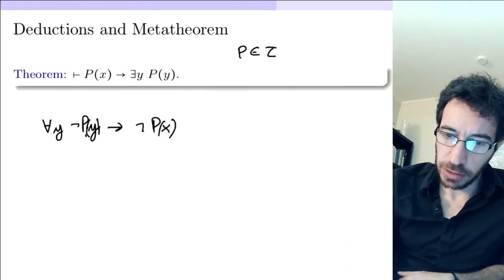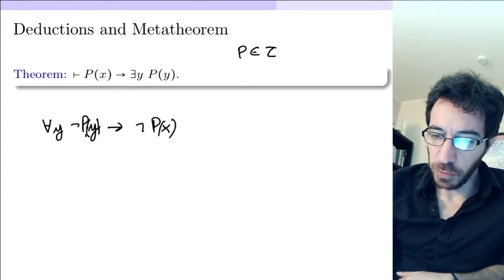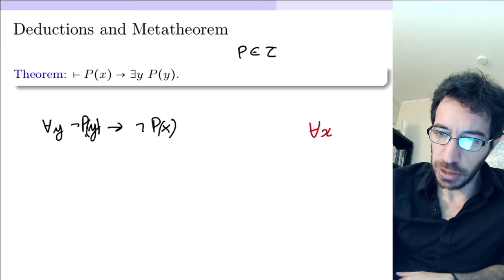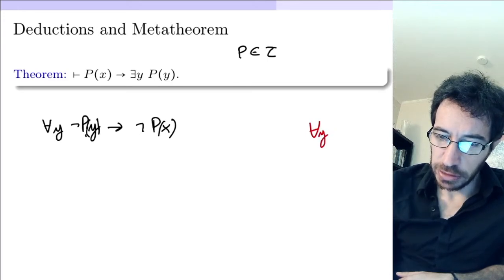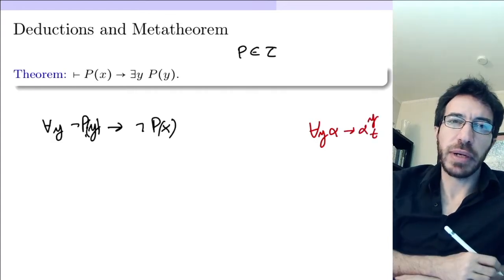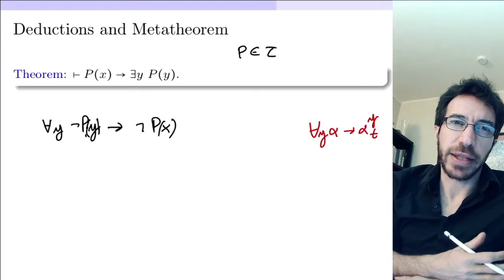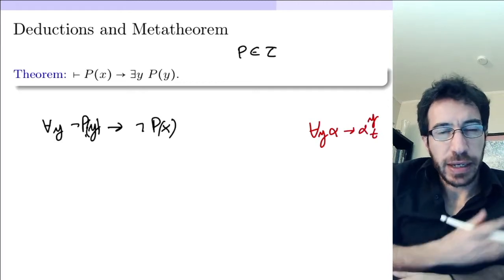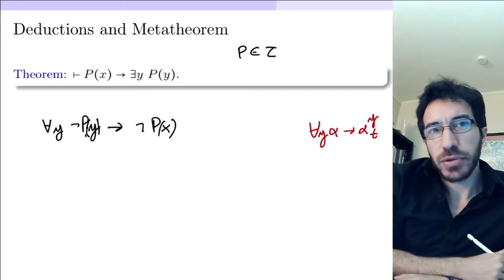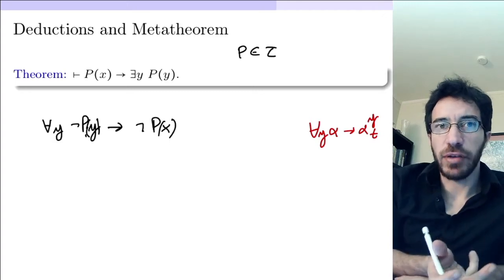Let's just write it down. Group 2 of the axioms is the one that says for every y, alpha implies alpha, replacing y by t. So remember, in group 2, whether the variable is x or y doesn't matter. I guess when we wrote it, it was an x, but we can use any variable we want. This is just a variable, y.